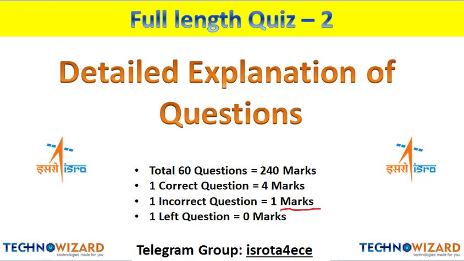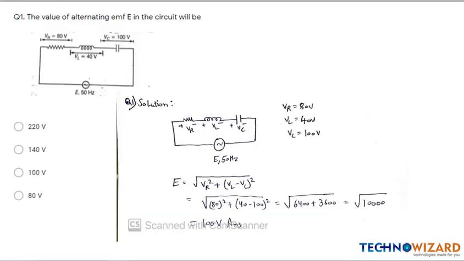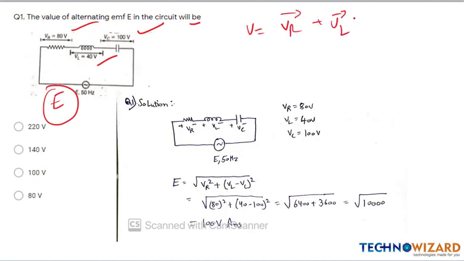Okay, so question number first: the value of alternating EMF in the circuit will be. This question is related to your subject, basic electrical circuits. In this they have given VR equal to 80 volt, VL equal to 40 volt, and VC equal to 100 volt, and we have to find the total voltage, it is E. Now these are in phasor form. Now we can say E is equal to VR phasor plus VL phasor plus VC phasor. Now we have to find the magnitude.